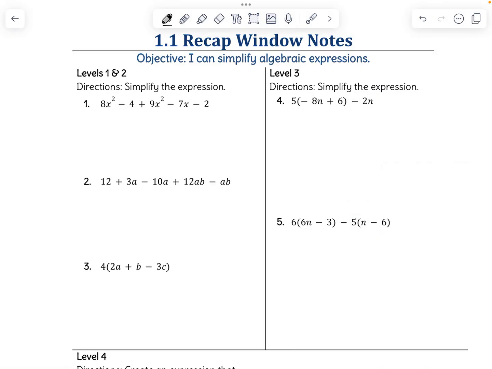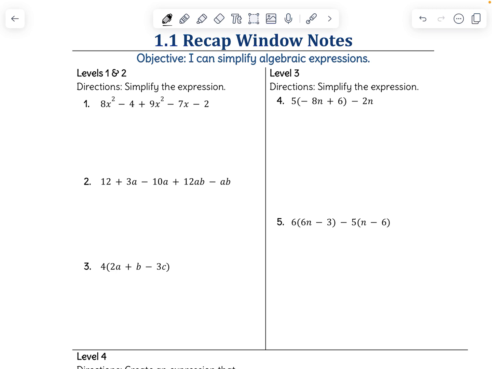Okay, so in this video, I'm going to be reviewing with you levels 1 and 2 for your assessment coming up this Wednesday. So for levels 1 and 2, you need to be able to simplify algebraic expressions by either combining like terms, which is basically using the operations adding or subtracting, or the distributive property, which uses the operation multiplication.